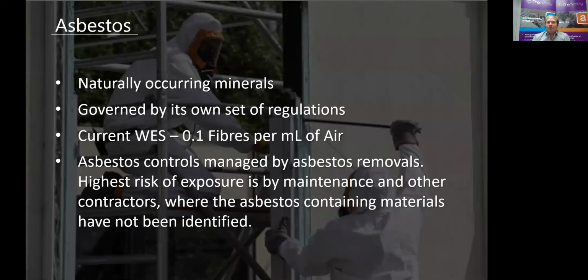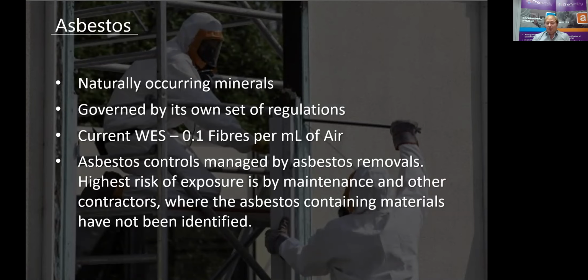So, asbestos. It is a series of naturally occurring minerals. You may have heard of them as white, brown, and blue asbestos, otherwise known as chrysotile, amosite, and crocidolite. They're governed by their own set of regulations in New Zealand. Unlike many hazardous substances, asbestos has its own specific regs, in this case the Health and Safety at Work (Asbestos) Regulations 2016. It has a current workplace exposure standard of 0.1 fibres per millilitre of air.